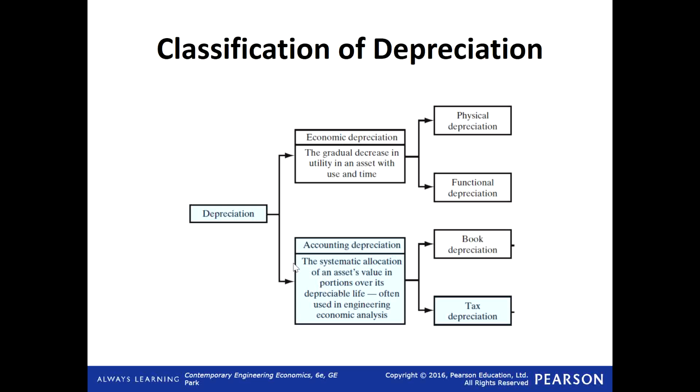now how do we calculate? There are two types of accounting depreciation. One is book depreciation, and another one is tax depreciation, which is the calculation of depreciation for tax purposes, and this is for accounting purposes. So we will cover only this type, the book depreciation, in our chapter.